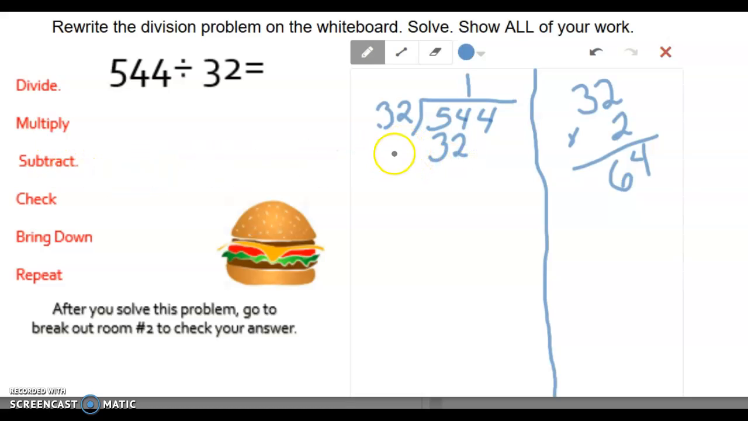I'm going to subtract to find the difference. 4 minus 2 is 2. 5 minus 3 is also 2.